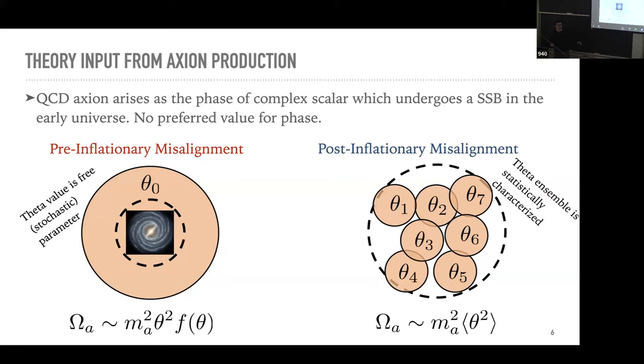So this is not a great predictive scenario, and it's one we just sort of have to live with. On the other hand, we can talk about a different scenario, which turns out to be totally predictive, just hard to calculate. And so that is post-inflationary misalignment.